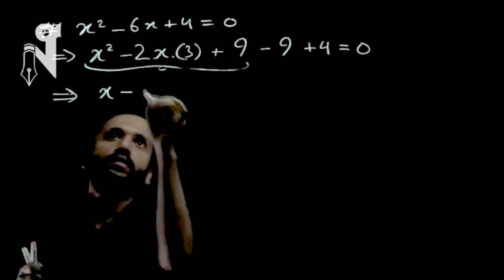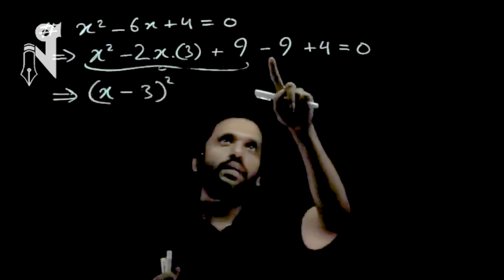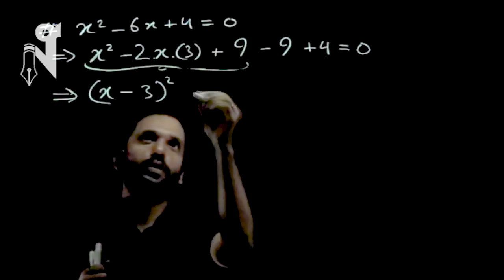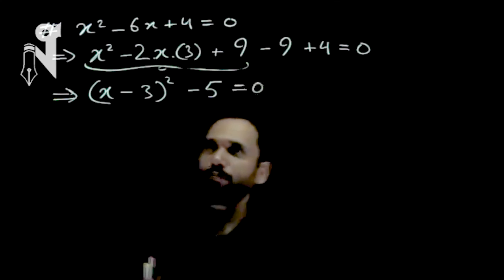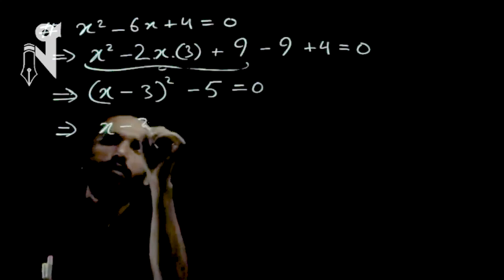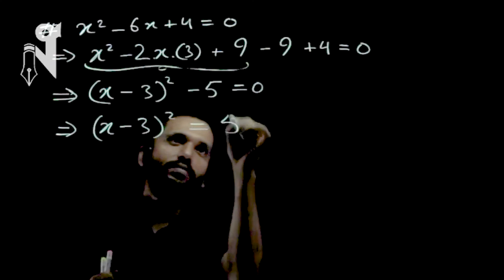(x minus 3) the whole square is the first three terms, and the remaining is minus 9 plus 4. How much is that? Minus 9 plus 4 is minus 5. Minus 5 is equal to 0. So what do we get next? We get (x minus 3) whole square is equal to 5.